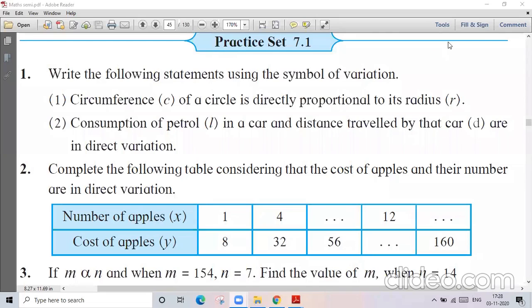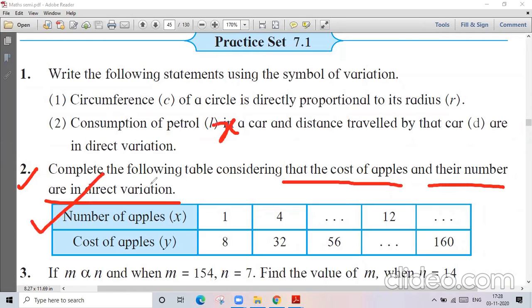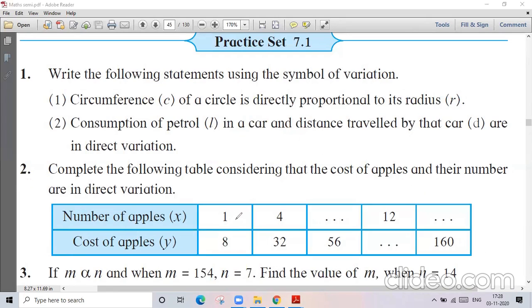Question number 2. Complete the following table, considering that the cost of apples and their numbers are in direct variation. That means x, that is given number of apples x, and cost, that is y, directly proportional आहे. Okay. So x आधी घ्या किंवा y आधी घ्या, काही फरक पडत नाही. तो दोन्ही गोष्टी सारखेच आहे. So x directly proportional to y. That means for 1 apple you have to pay 8 rupees.